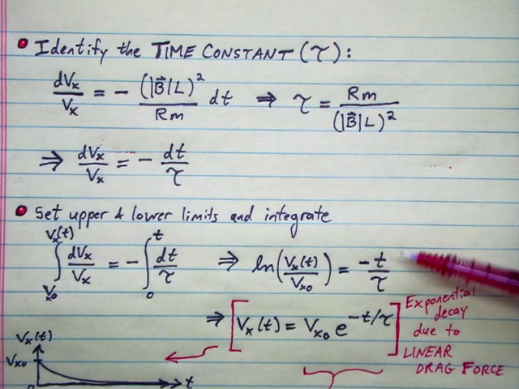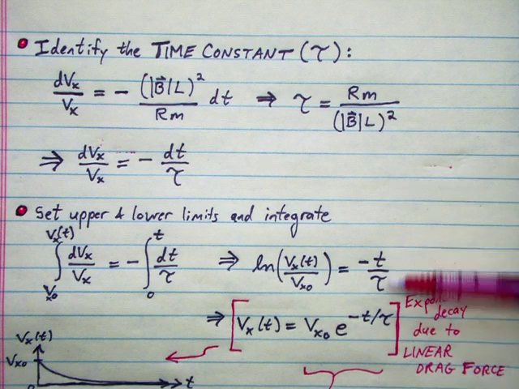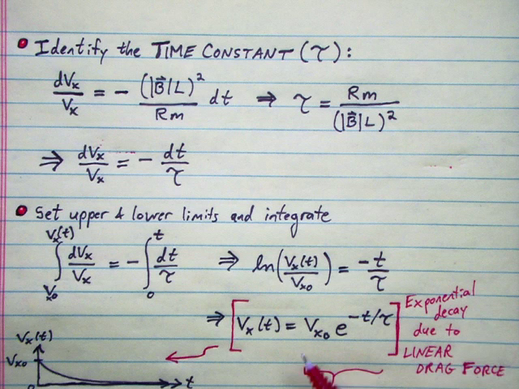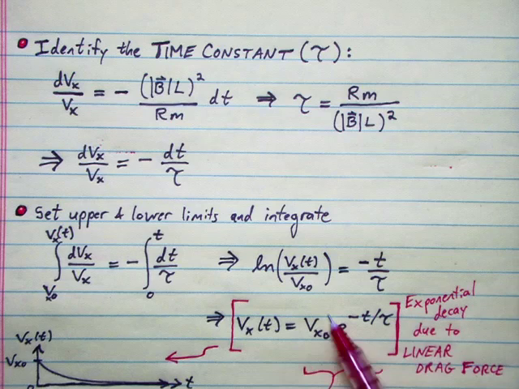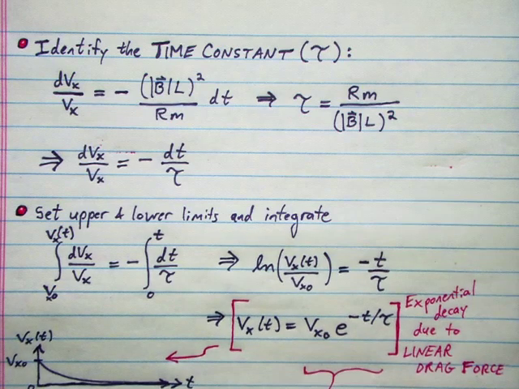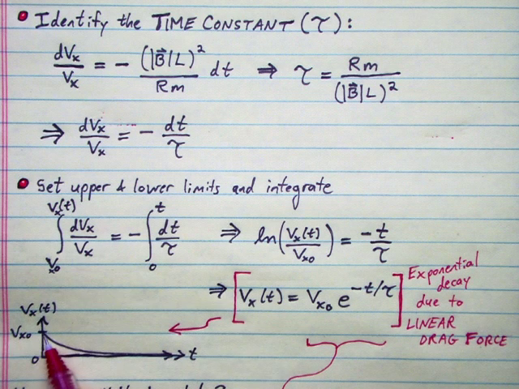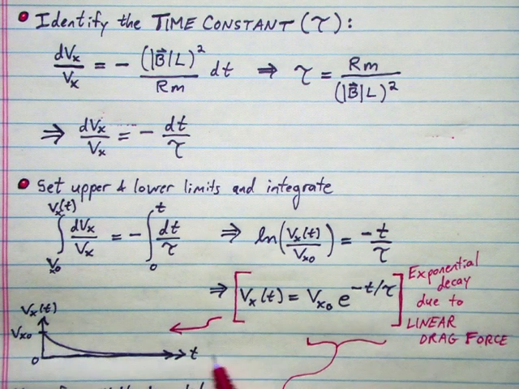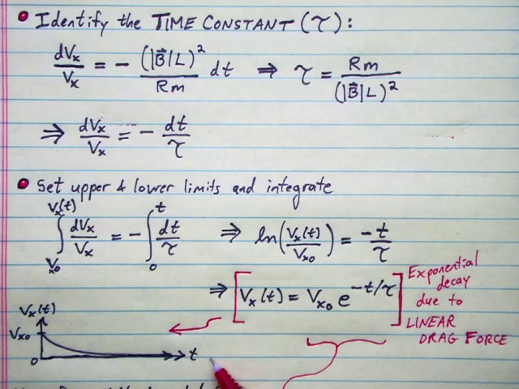Apply our upper and lower limits to get this expression, which we can then rearrange into this expression. And we find an exponential decay for our velocity. Vx of t equals Vx times e to the minus t over tau. There's our initial velocity. Graphing that, we would get this exponential decay. So we give that bar a push, and then it's going to gradually slow down. It'll take forever to come to rest, but it will be slowing down.